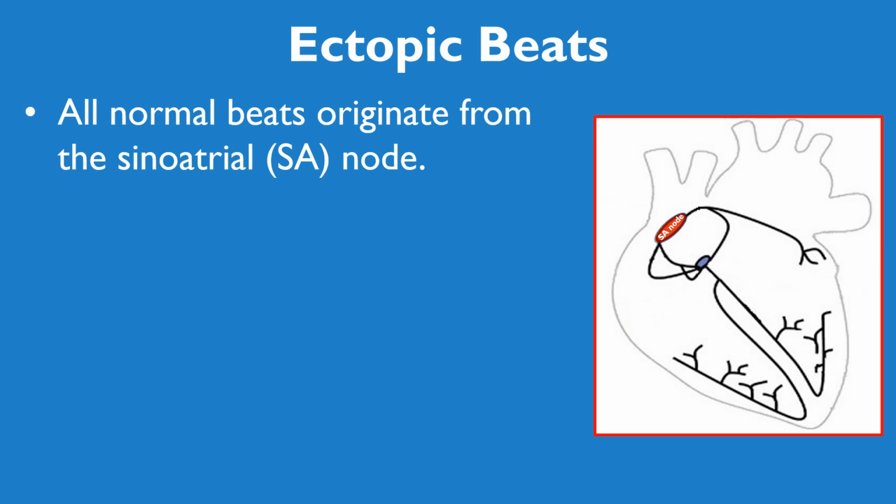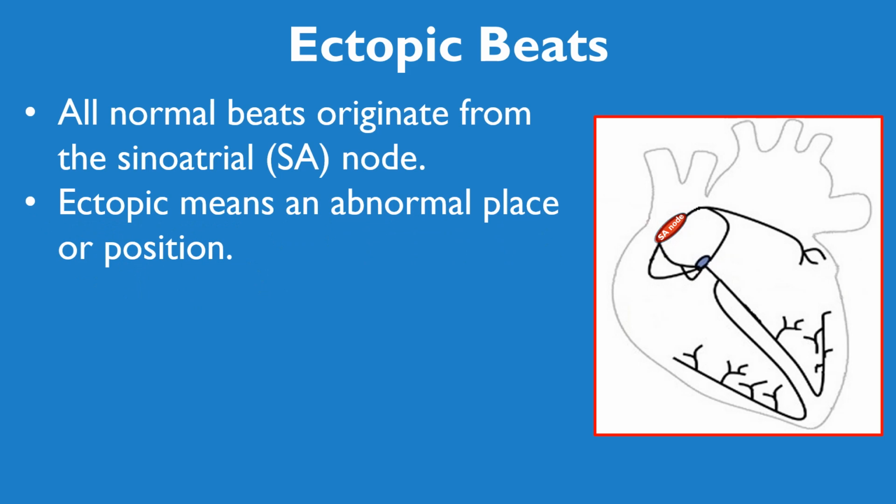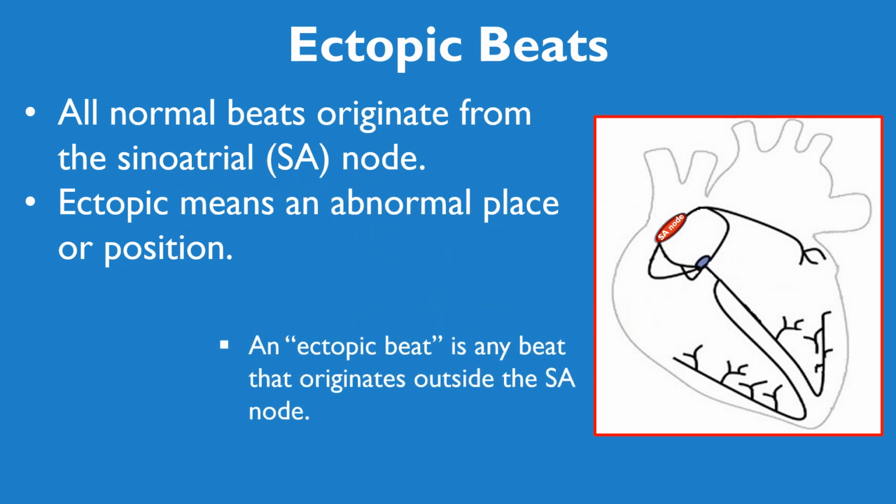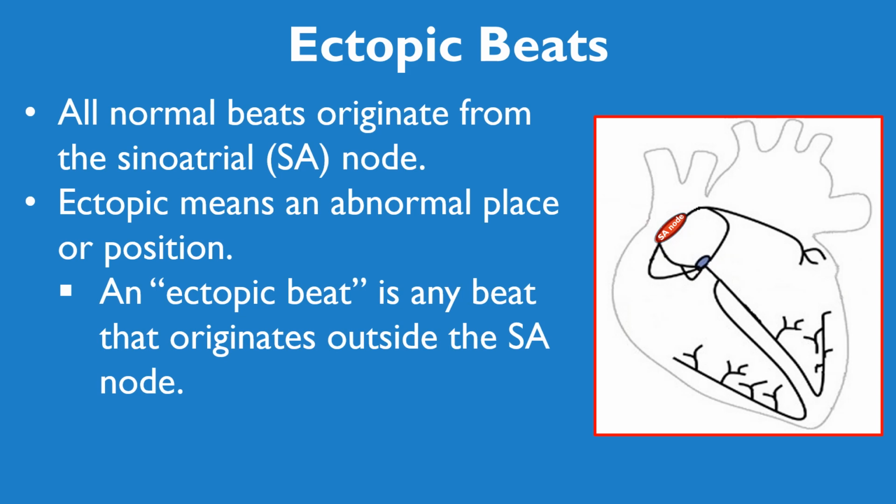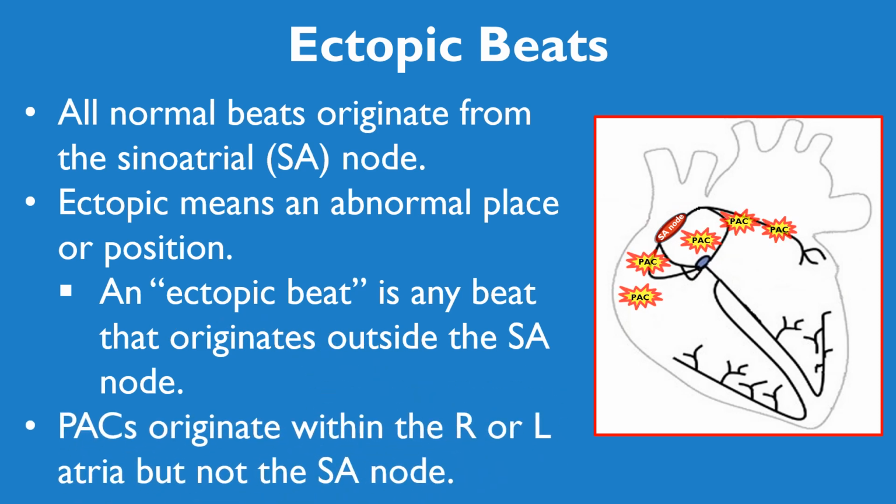Before we jump into looking at PACs, let's talk about the term ectopic beat. All normal beats originate from the SA node. The term ectopic means an abnormal place or position. So that means that an ectopic beat is any beat that originates outside the SA node. PACs originate somewhere within the right or the left atrium, but not the SA node. So they are considered to be ectopic beats.